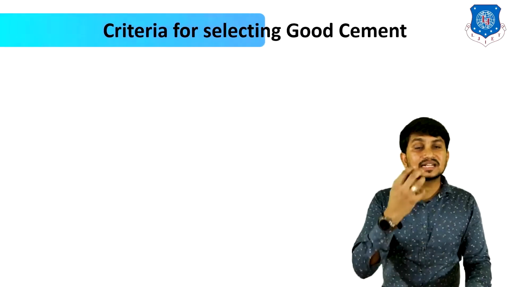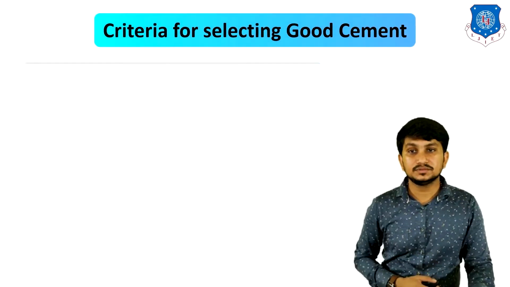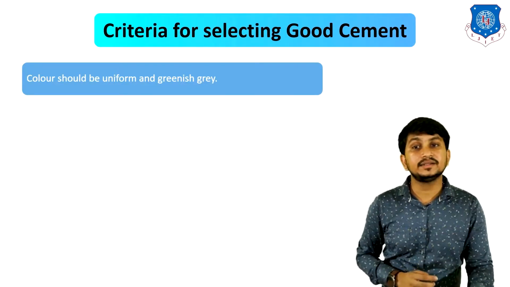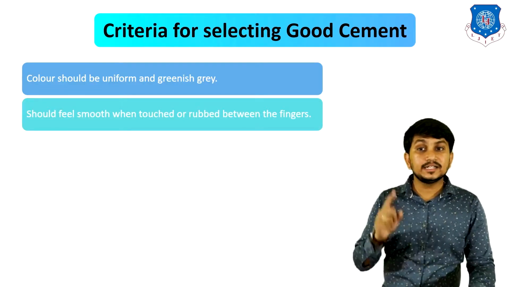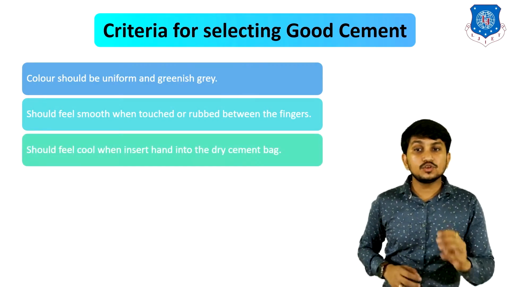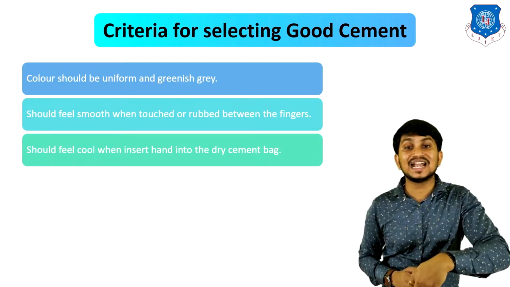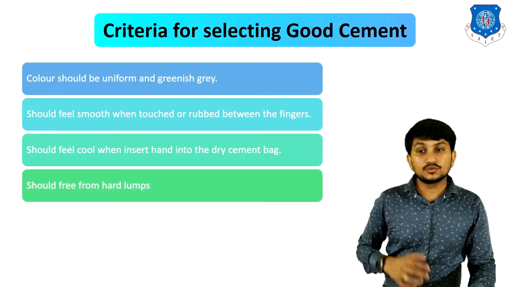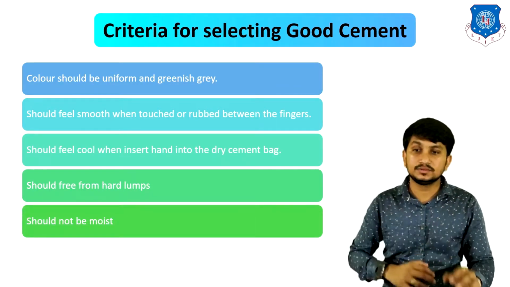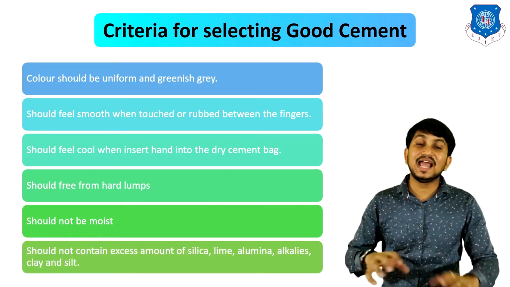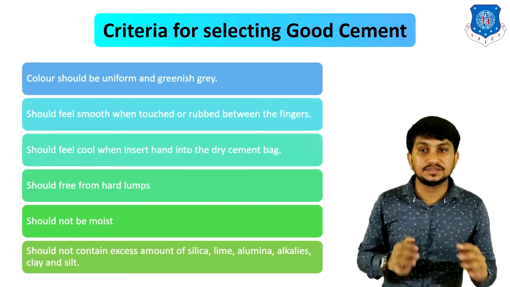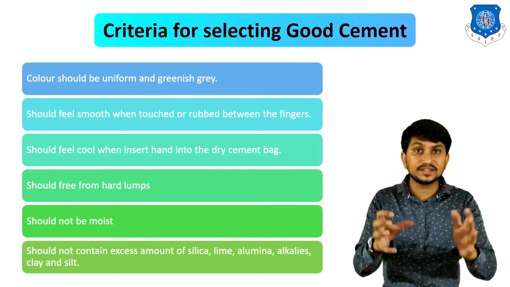Now, let's discuss various criteria for selecting a good cement. The color of the cement should be uniform and greenish gray. This is the first criterion. Second, it should feel smooth when touched or rubbed between the fingers. It should feel cool when you insert your hand into the dry cement bag. It should be free from hard lumps. It should not be moist. And it should not contain an excess amount of silica, lime, alumina, alkalis, clay and silt. These are the criteria to be considered for selecting good cement.